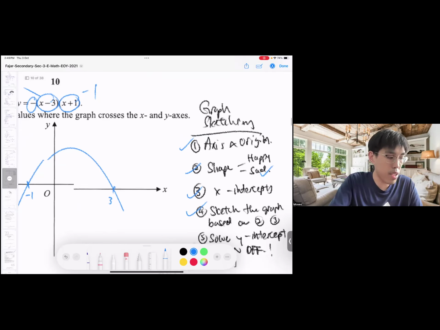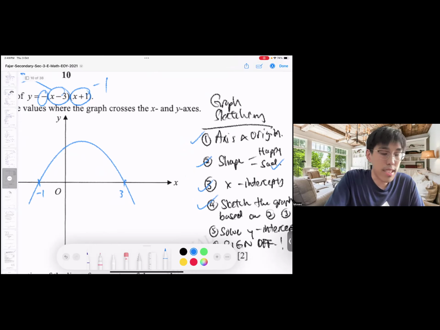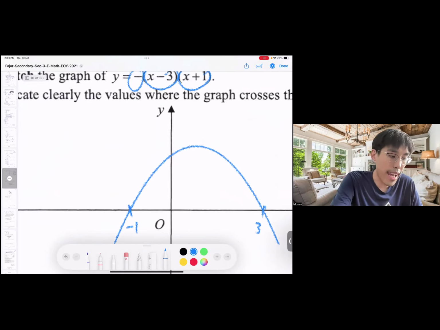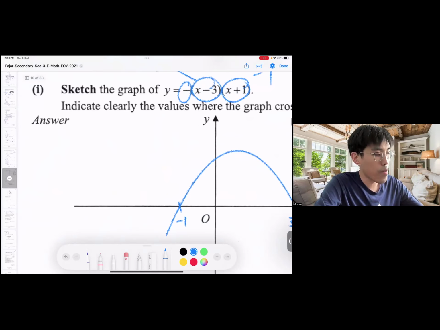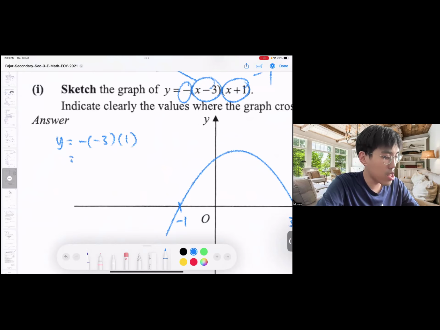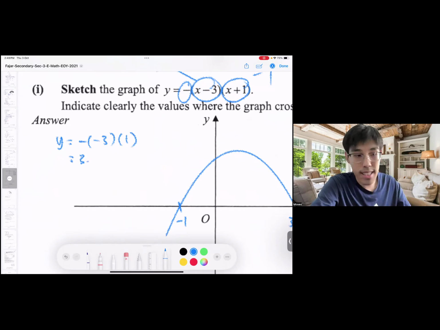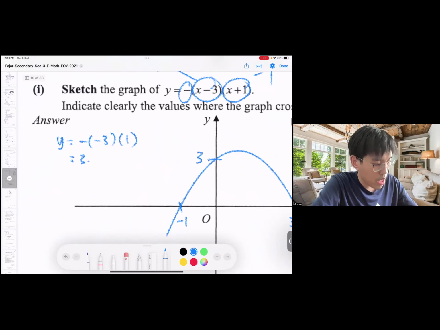Okay. So x-intercepts, the -1 and 3. And then you're sketching on the graph, the first graph. But I think, like I mentioned earlier on, after I draw already, I know exactly where I cut my y, but I don't know the coordinates. We need to go and find the coordinates. This is where we go and sub the x value to be 0. So y equals -3(1). So the answer is 3. That means the y-intercept here is 3.